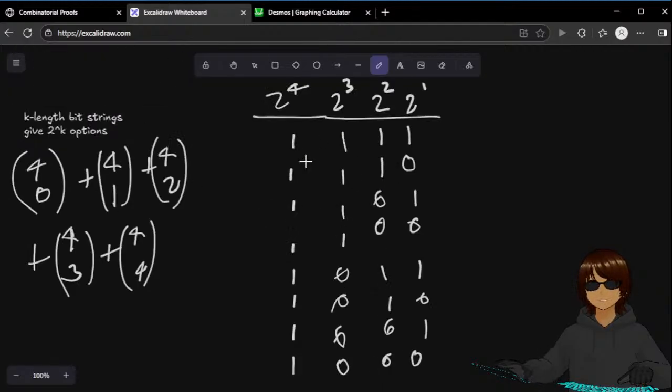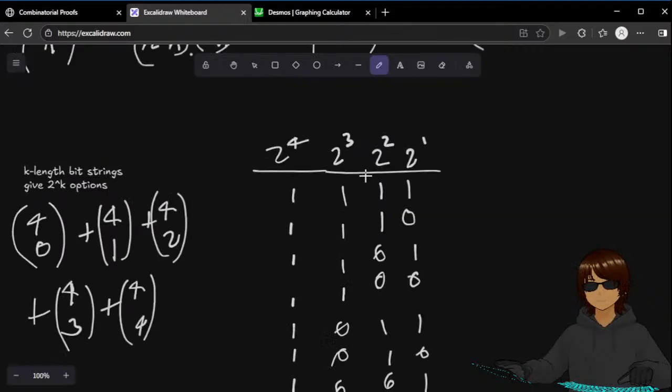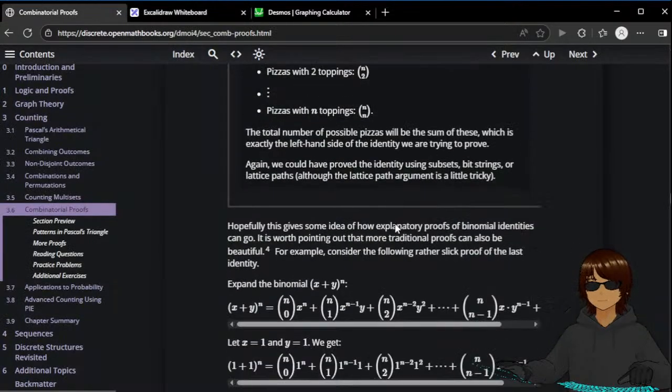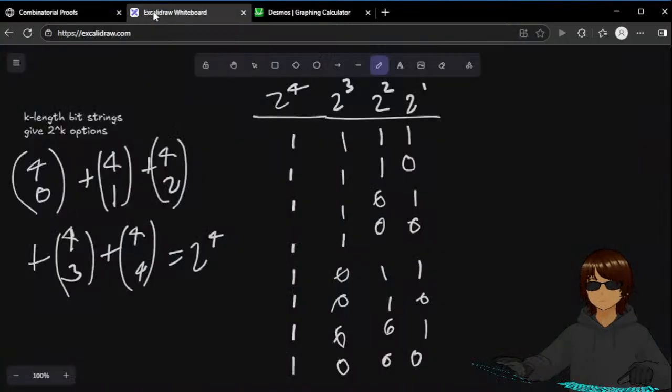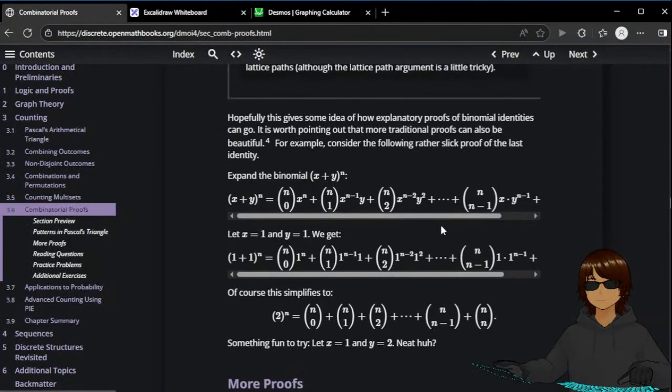4 choose 2 is the total number of bit strings with weight 2. 4 choose 3 is the total number of bit strings with weight 3. 4 choose 4 is the total number of bit strings with weight 4. And that covers all of them, right? That covers all of them, which is 2 to the power of 4 options in total. Yeah, I think that's one way to prove it.